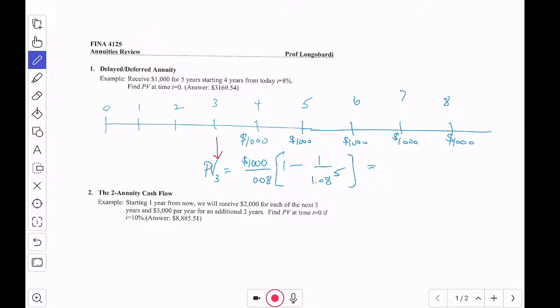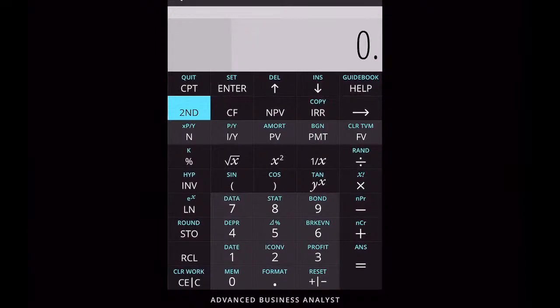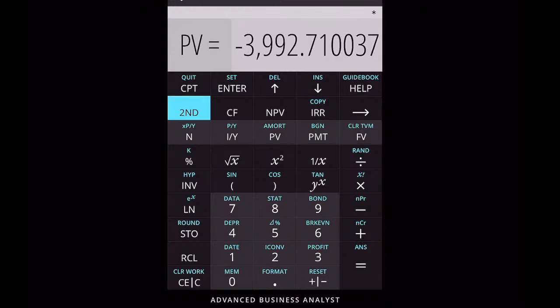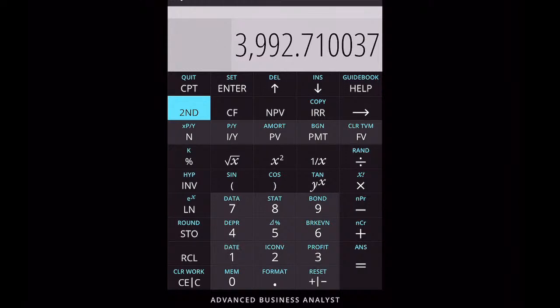And all you have to do is enter this into the calculator. So 5 periods, 8%, 1,000, and I don't want FV, I want PV. There you go: 3,992.71. And I need to take all the other decimals with me, so I'm going to store that in 1. I'll store it as a positive to avoid confusion.